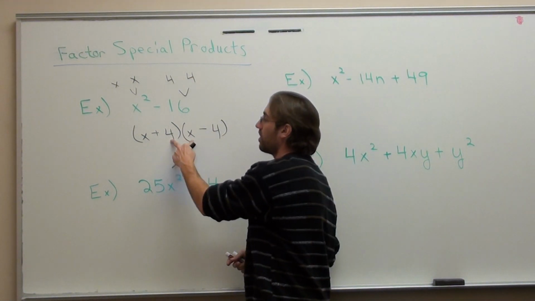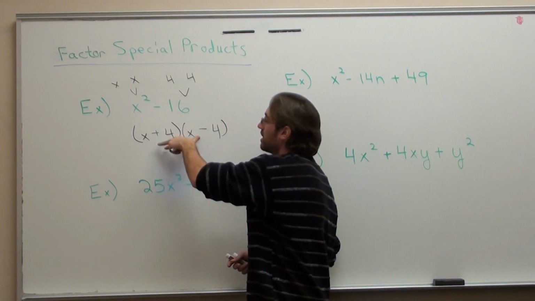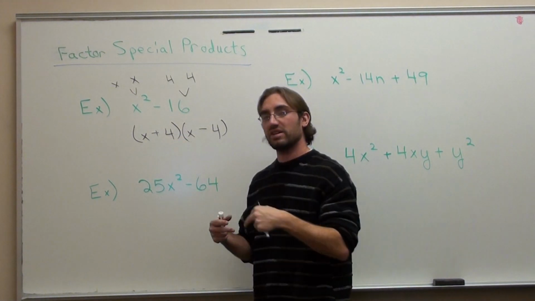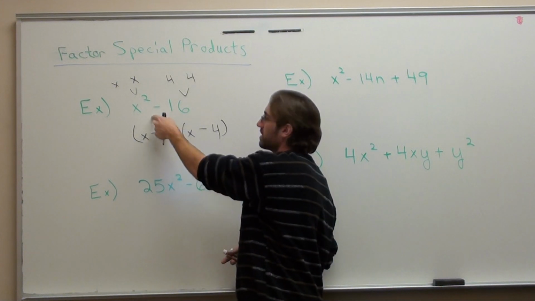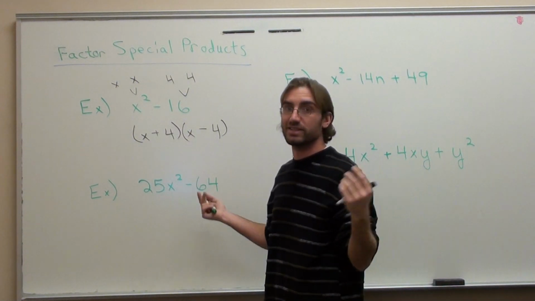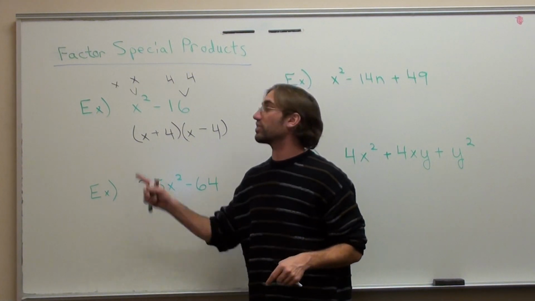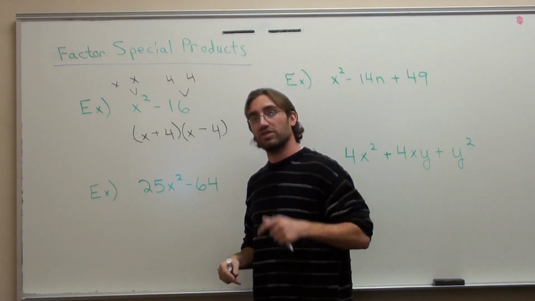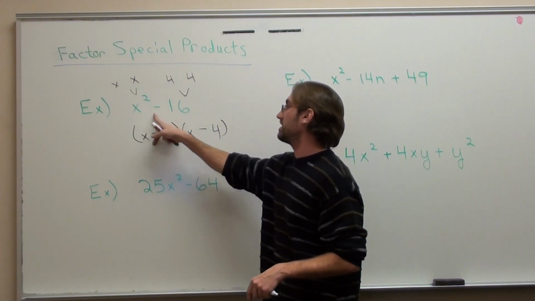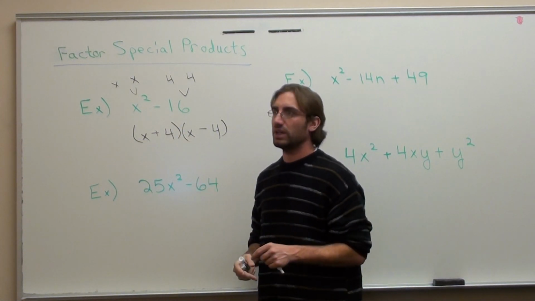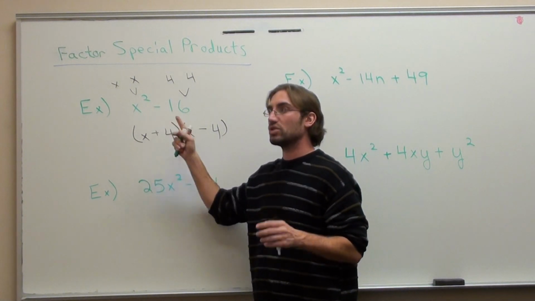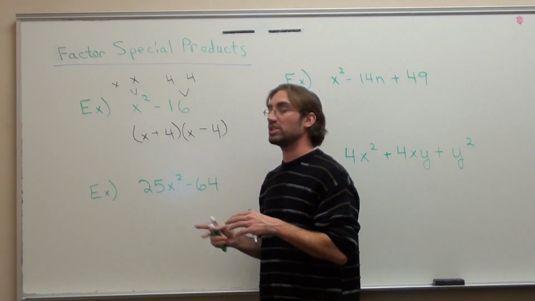And you can check. 4 times x is 4x. x times negative 4 is negative 4x. When you add them up, 0x. There is no middle term. That's hence 0x. And you're done. x plus 4, x minus 4. This only works for the difference of two perfect squares. If there's an addition sign in between, it won't work. And if one of the two isn't a perfect square, that strategy doesn't work.